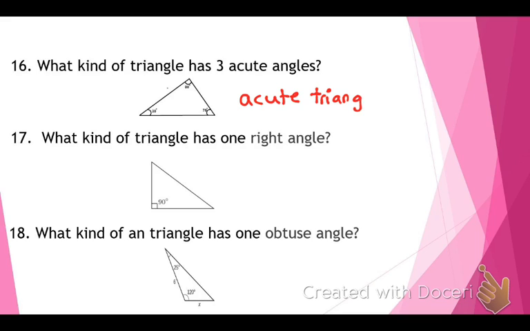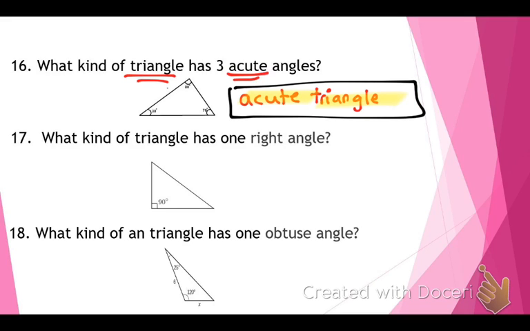And here's why. In the question, it actually gives it away. What kind of a triangle, so I know it's going to be a triangle, has 3 acute angles? So you got to put that in. You're simply combining those two, and that will be your answer. It's called an acute triangle. Going to the next one.